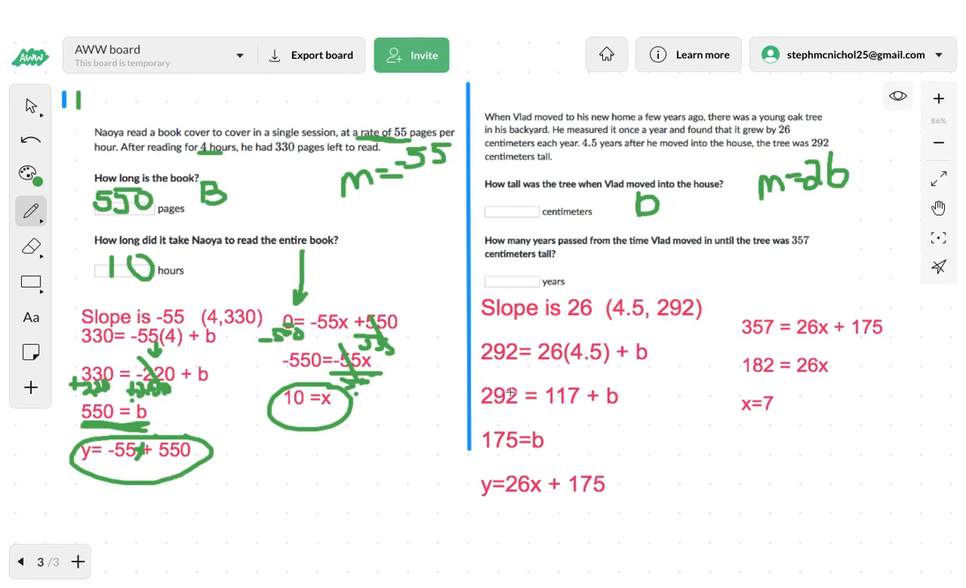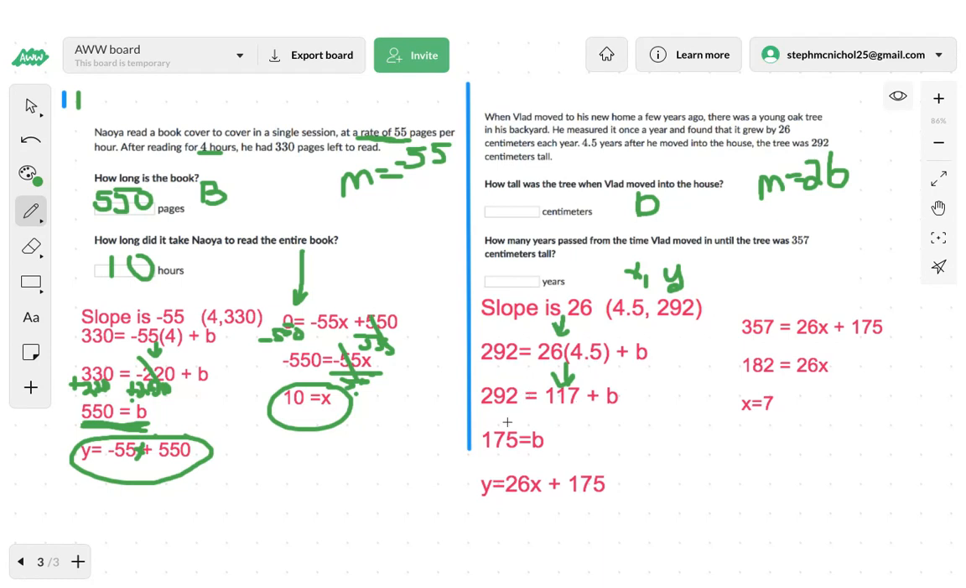So I'm going to use y equals mx plus b again. So I'm going to plug in my y value, right? This is really a point. So here's where my 292 comes in. I'm going to plug in slope, 26, and then I'm going to plug in my x value, which is 4.5. And we are looking for the start of the tree. That's all it was. So I'm going to do 26 times 4.5, and I'm going to get 117.